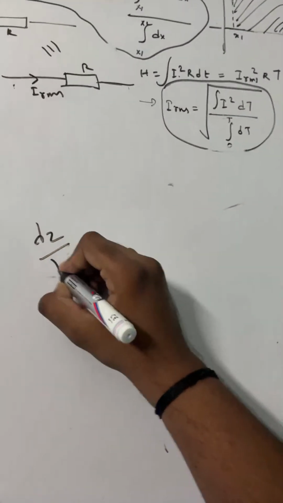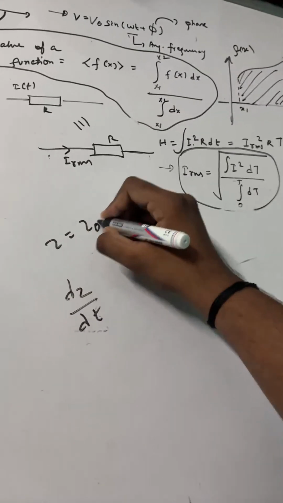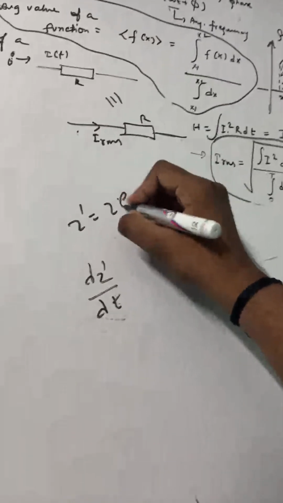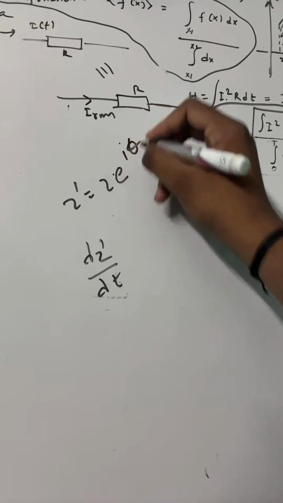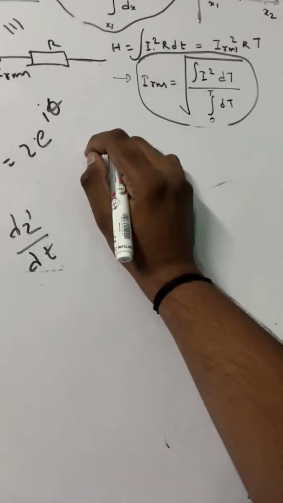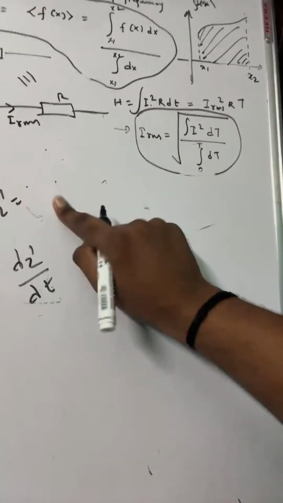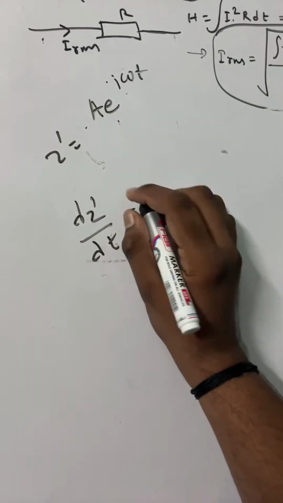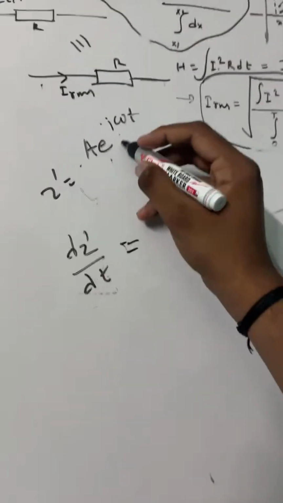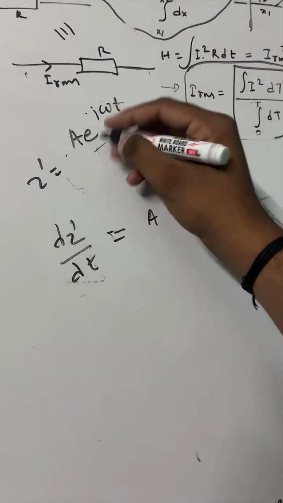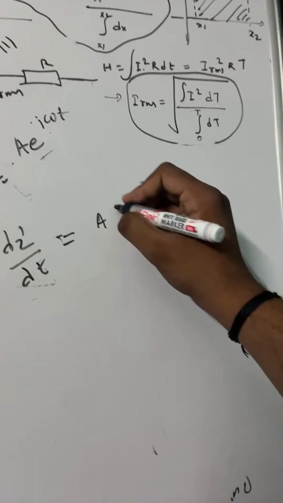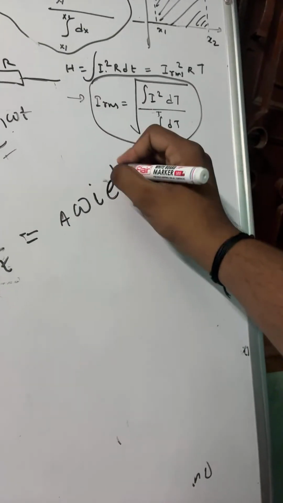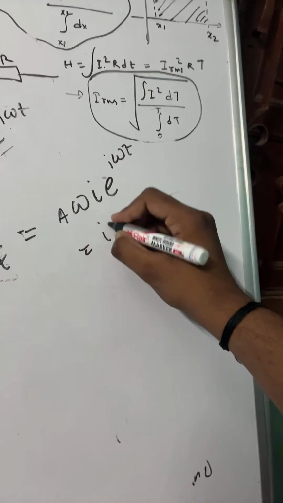So dz by dt, take z as z naught, or z dash, take it as z dash e to the power i theta, or you can take it as a e to the power i omega t. dz dash by dt, you can see omega will come outside and it's i e to the power i omega t. So we can write it as i omega z.